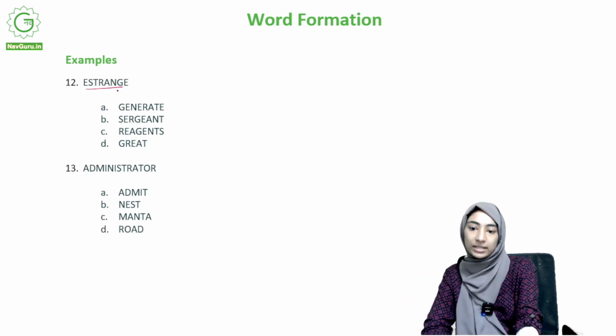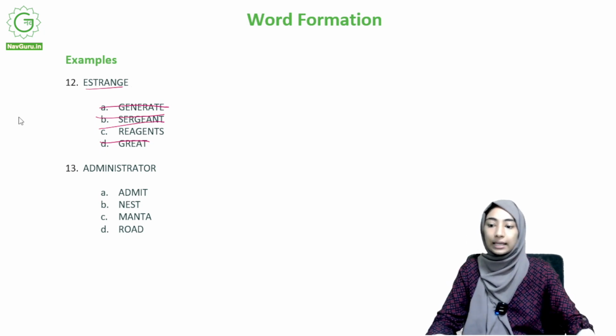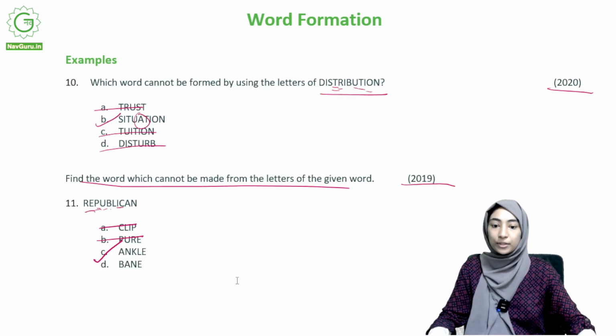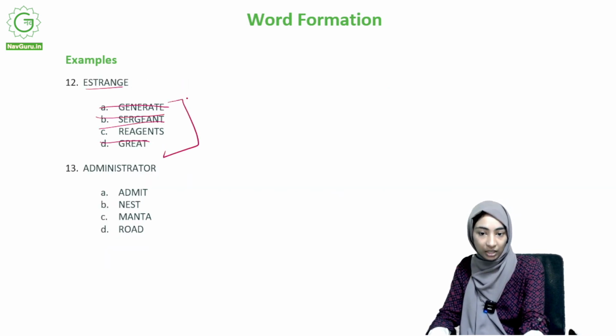Okay, so estrange. Generate works, not the sergeant. SERGEANT works, no. Reagents. REAGENTS, no. Great. GREAT. Okay, here actually everything works. So then in that case, the thing is, see, in the question they have only said which cannot be made from the letters, but all of these can be made from the letters of the given word, right?